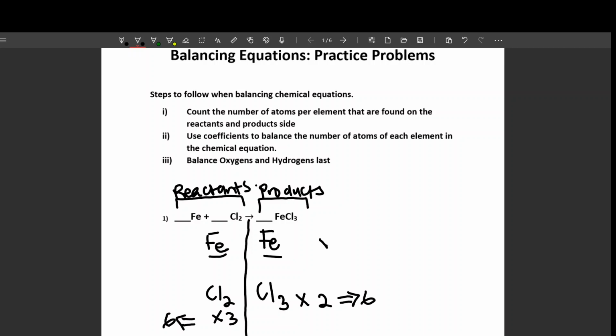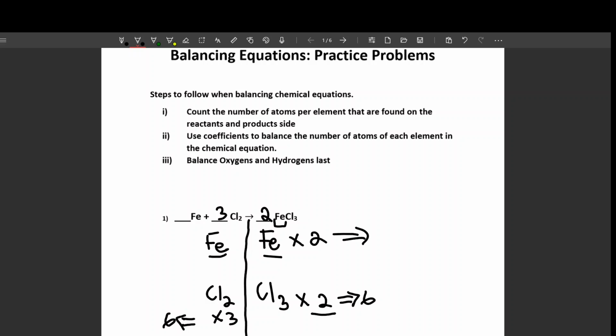Okay, now let me just erase this and write down my coefficients, right? So we said we multiplied by 2, we multiplied by 3. However, note that when I multiplied this by 2, I have also changed my iron count, right? So instead of having one iron, I now have 2, right? So we have 2 iron in total. We have 6 chlorine, but we have one iron here. So what we can do, we can multiply this bit by 2 as well to give us 2 in total. So then you write your 2 there, and this is balanced.